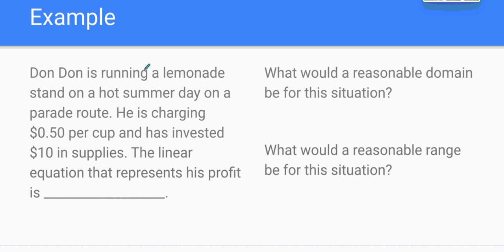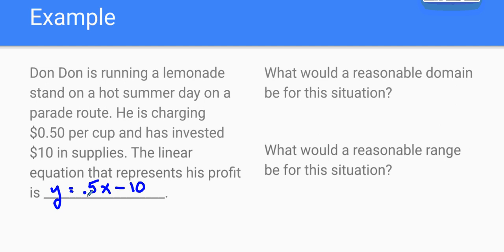So hopefully, when you gave that some thought, you came up with the profit would be determined by how much money he has coming in, which is 50 cents for every cup he sells. So the number of cups is our independent variable. The total profit is the dependent variable because it depends on the number of cups you sell.